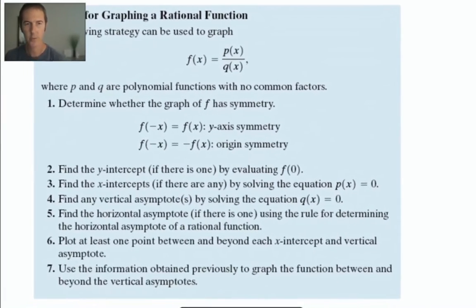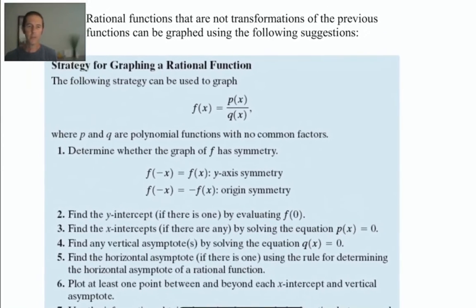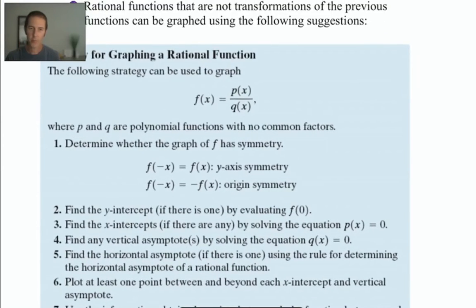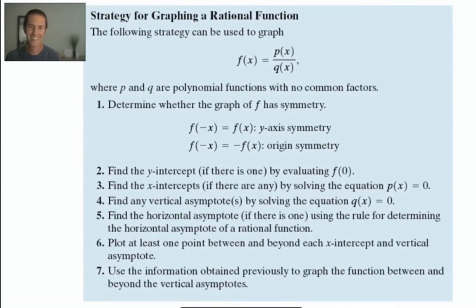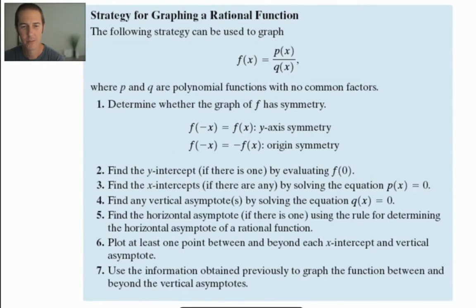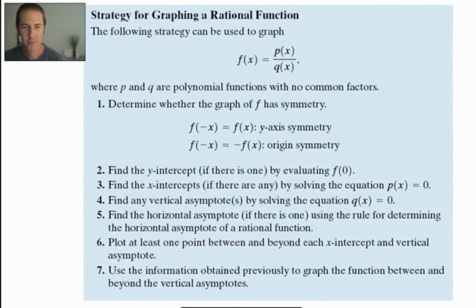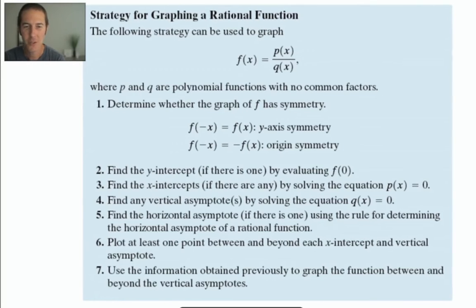Graphing rational functions. There's this very simple and straightforward 7-step technique for graphing rational functions. It's so much fun. We've talked about most of these in this section. So the first thing you can do is test for symmetry to determine if your graph is going to exhibit any kind of y-axis or origin symmetry. Then finding some specific points that you could plot.